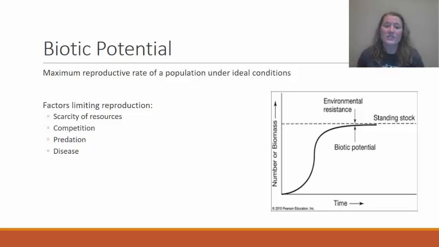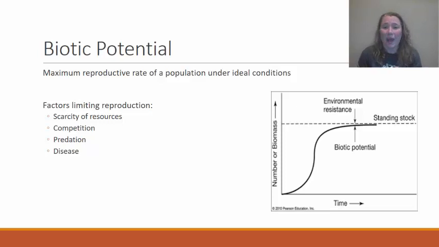So biotic potential is the maximum reproductive rate of a population under ideal conditions. But here's the thing, in nature, ideal conditions don't happen really ever. That's because there are some factors that limit this maximum reproductive rate. Perhaps there's not enough resources, perhaps there's competition between members of the same species or between members of different species that are competing over those limited resources. Or perhaps there's some kind of disease or predation that is preventing that particular species from reaching its full potential.